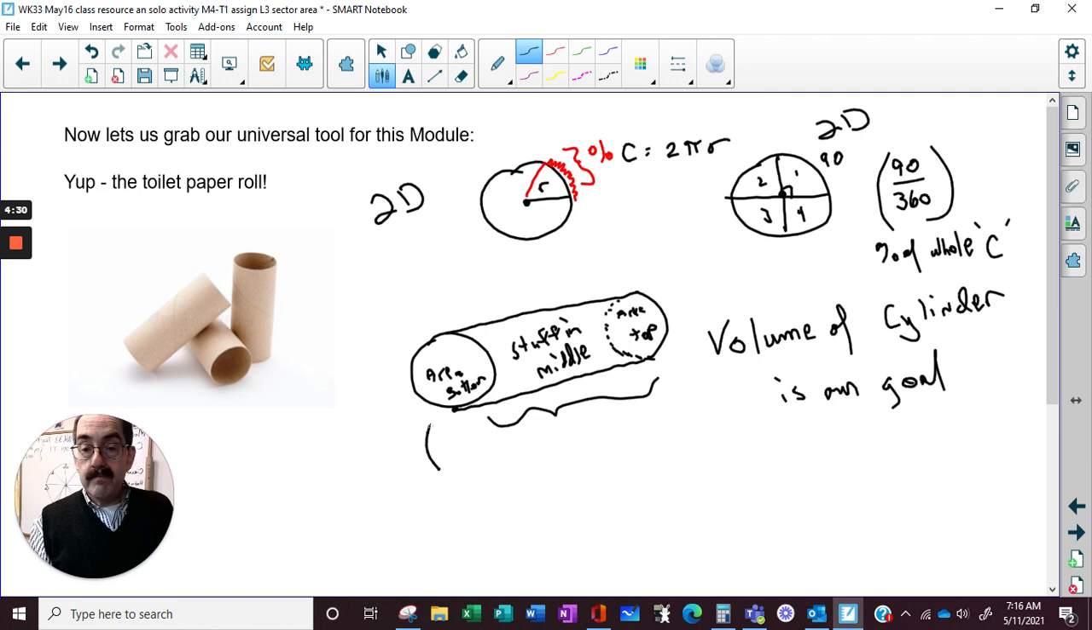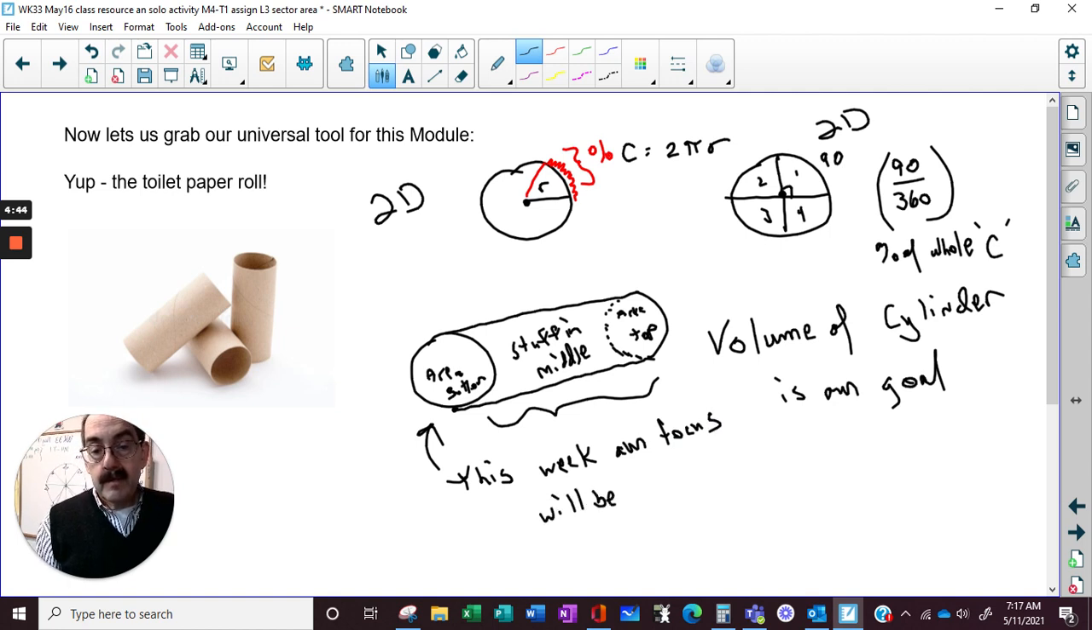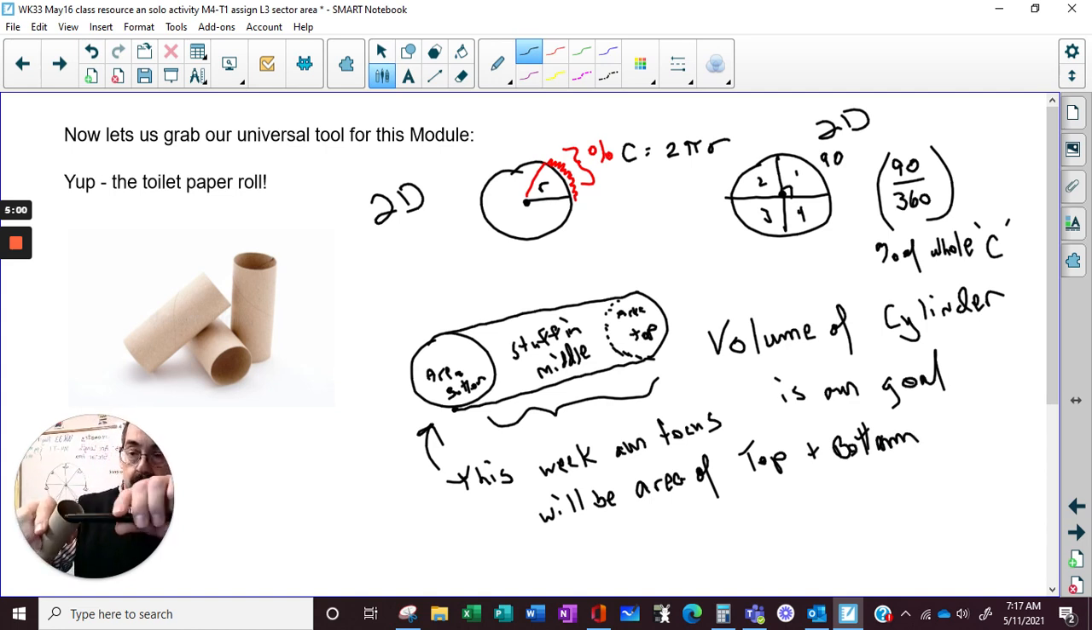So this week, our focus will be area. And the area of the top and the bottom, okay, because they're the same. Right? The area up here is the same as the area down here.